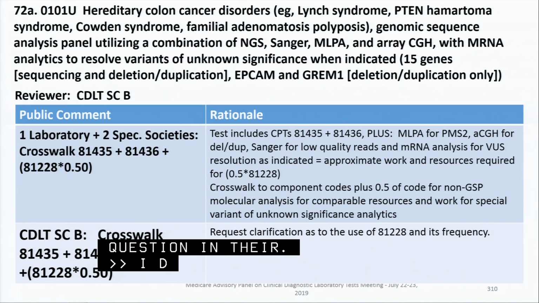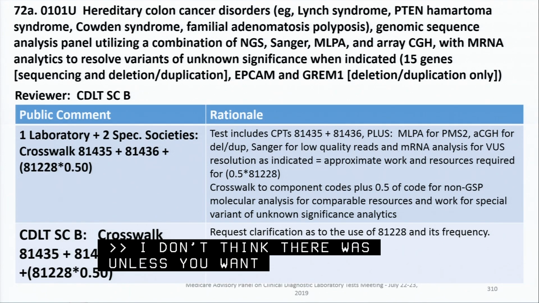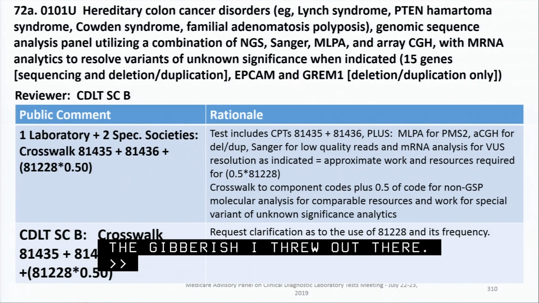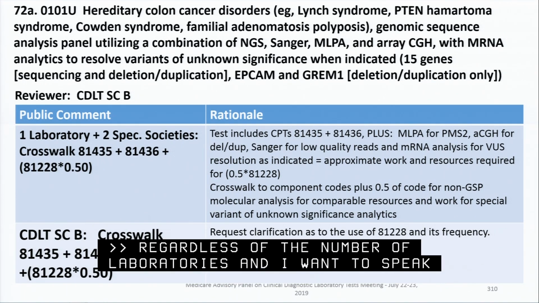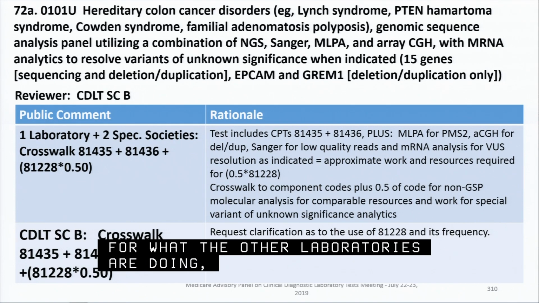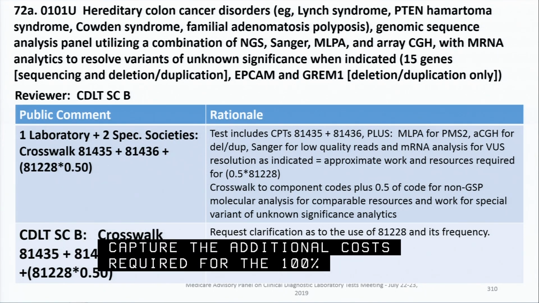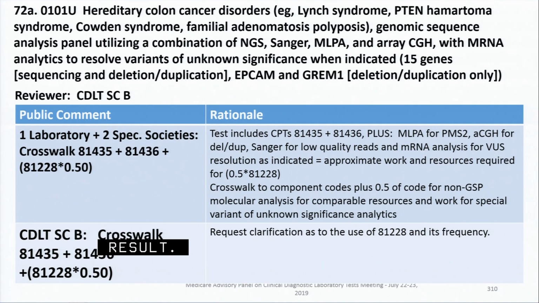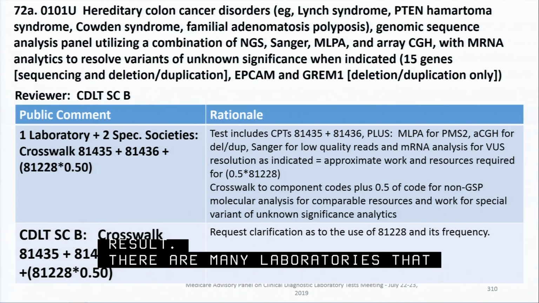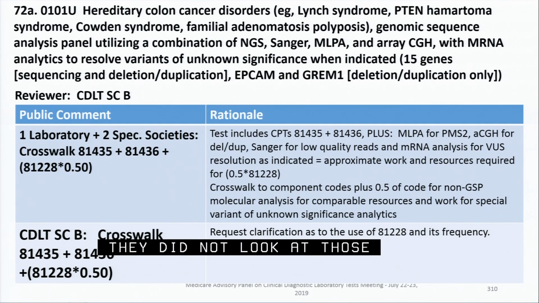I would like to respond to your comment, in that regardless of the number of laboratories, and I won't speak for what other laboratories in the industry are doing, there is no current coding infrastructure for them to capture the additional cost that's required for the 100% of time additional testing that goes into an Ambry result. And as a result, there are many laboratories that will just choose to disclaim the fact that they didn't look at those regions of the gene in the report. So from a quality perspective, this is worth installing in order to improve the quality of output results from all laboratories.